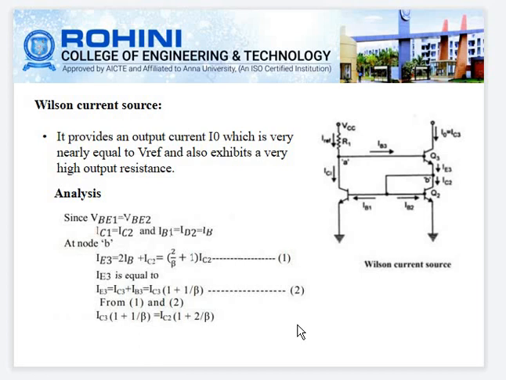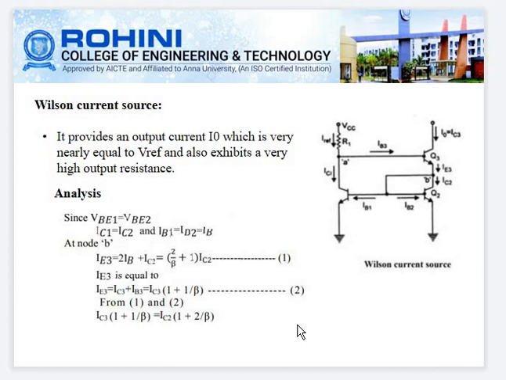Wilson current source. It provides the output current I0, which is very nearly equal to the reference current, and also exhibits a very high output resistance. Here VBE1 is equal to VBE2 and the collector currents of both transistors Q1 and Q2 are equal, and base current IB1 is equal to IB2 is equal to IB. At node B, the emitter current IE3 equal to 2 times the base current plus IC2, that is equal to (2 by beta plus 1) into IC2.